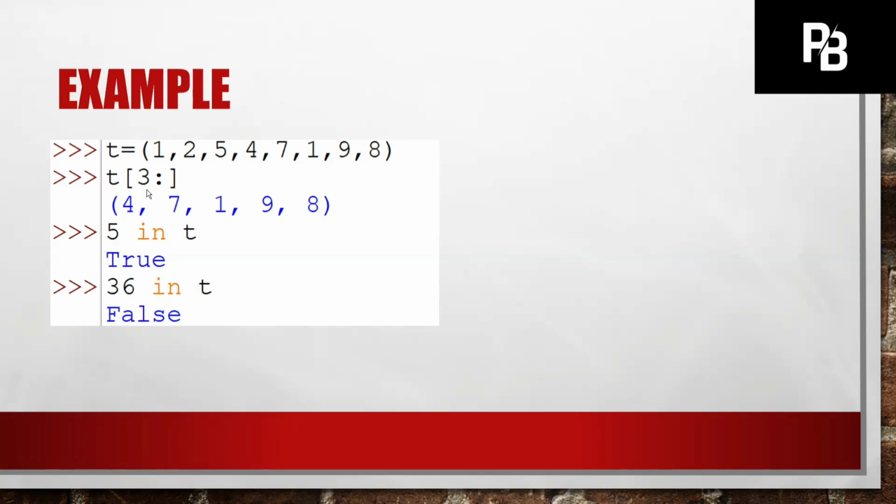We know that, right? So start from index 3: 0, 1, 2, and 3. Start from 4 to the end, it simply displays. I write 5 in T. Yes, 5 is there. In means that it is present in the tuple, so that's why it is true. I write 36 in T. That is not present in the tuple, that's why it returns false.